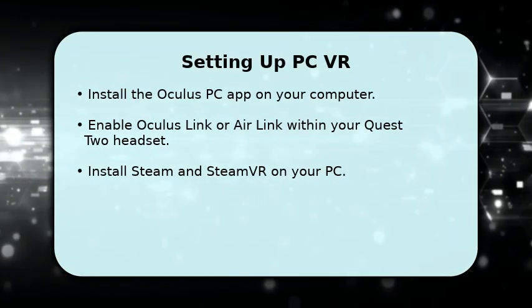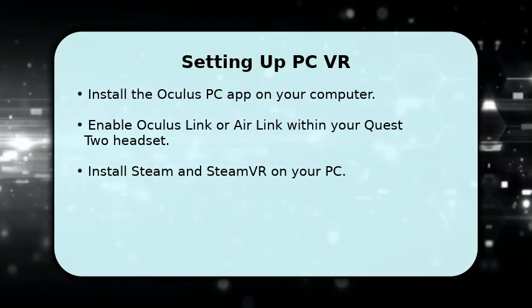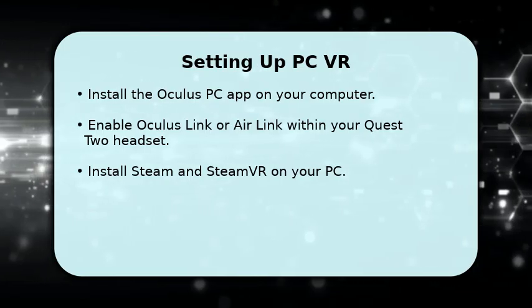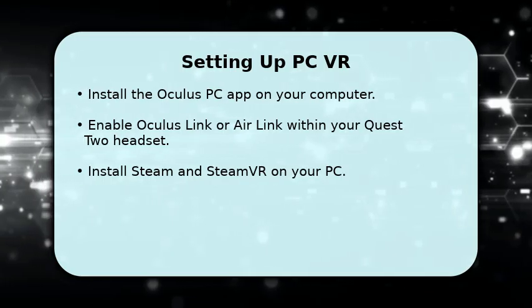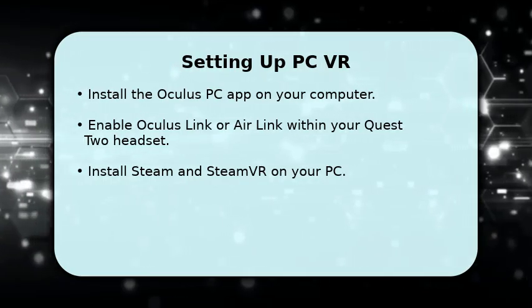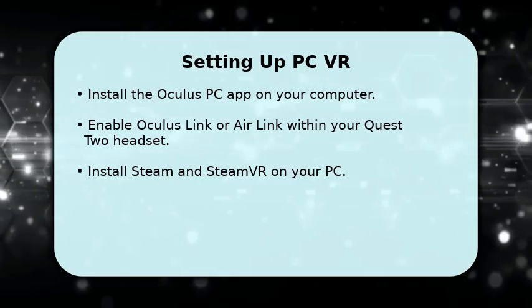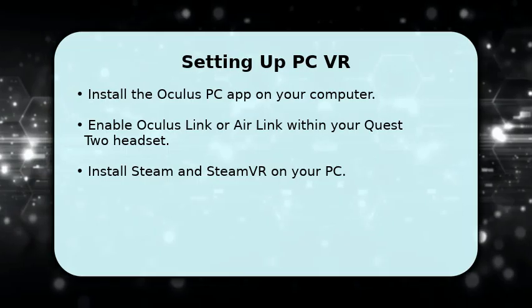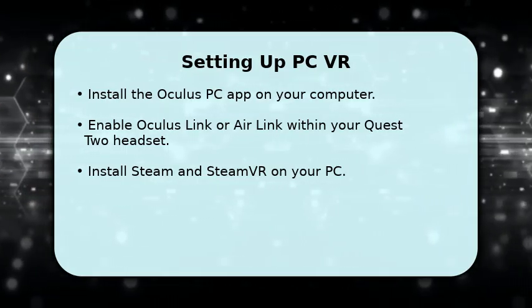Begin by installing the Oculus PC application on your computer. Then, within your Quest 2 headset, enable either Oculus Link or AirLink from the Settings menu. Next, download and install Steam, followed by Steam VR, which is essential for playing most PC VR titles. Confirm that your Quest 2 is properly recognized as a PC VR headset in the Oculus PC app.